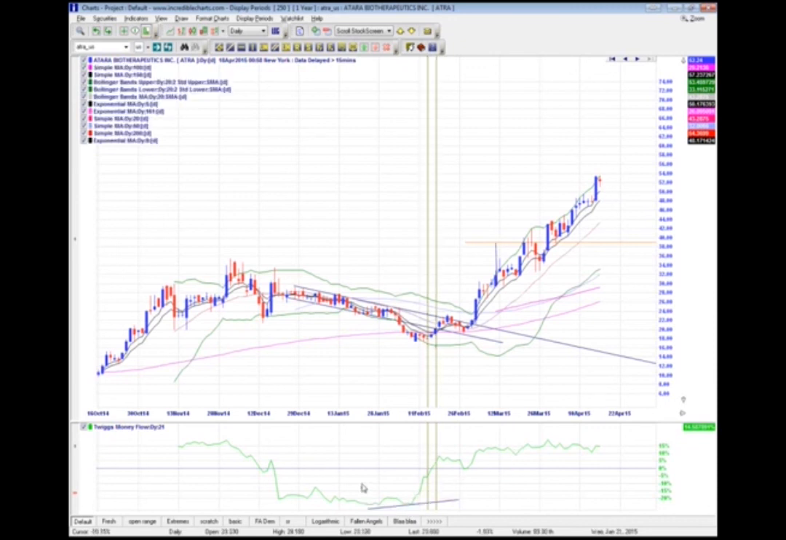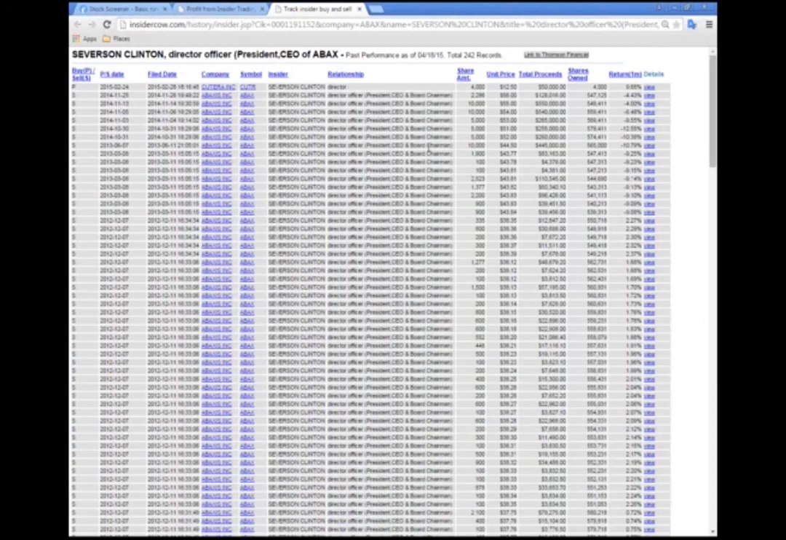You can see the money flow, as the stock was dropping, that money flow was going up. And certainly as it started to perform the pattern, up much more significantly. What was really interesting, however, was the smart money.